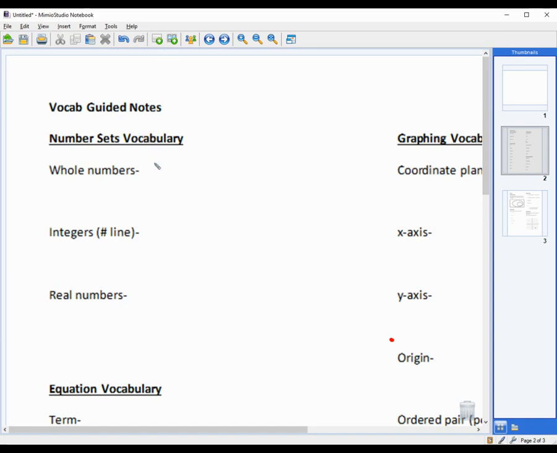First up, we have whole numbers. Whole numbers are the set 0, 1, 2, 3, and so on. If you notice, we don't have any negative numbers. However, we do have 0, and then all the numbers that lead up after 0.